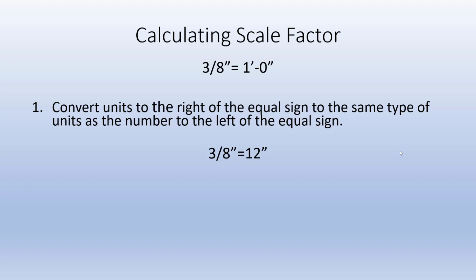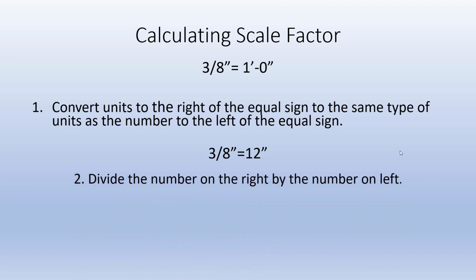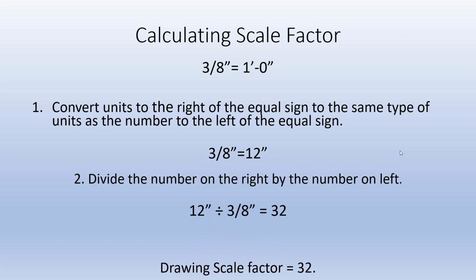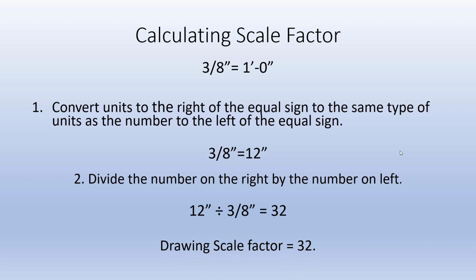In step 2, we would divide the number on the right of the equal sign by the number on the left of the equal sign, which would give us 12 inches divided by 3/8 inches. The resulting division would give us a scale factor of 32. This is the number that you will use for setting up the scaling for your drawing. In the next few slides, we will examine using the scale factor to accomplish this.